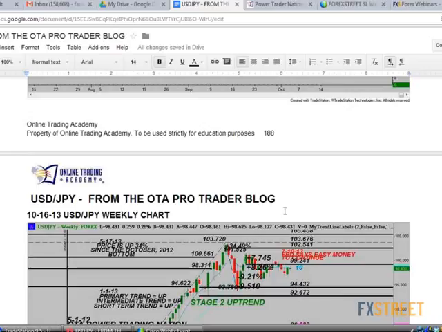All right. So on the week of 10/16, now we have the dollar versus the yen bouncing off of that daily demand level, once again getting close to testing the supply level on the weekly chart between 99.24 and 102.54. Okay.